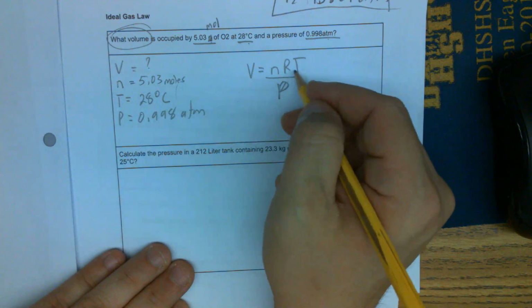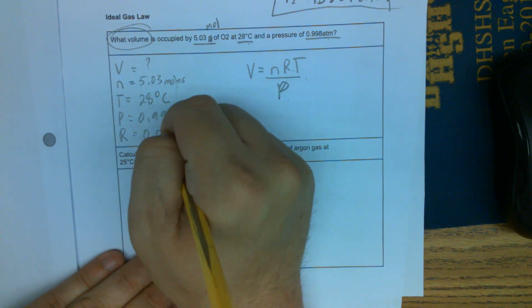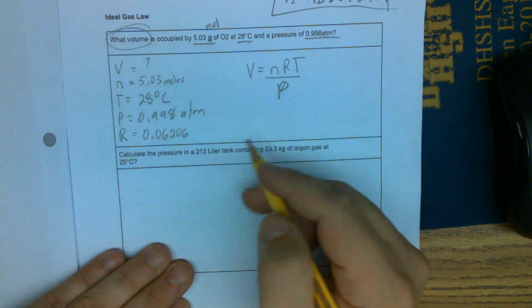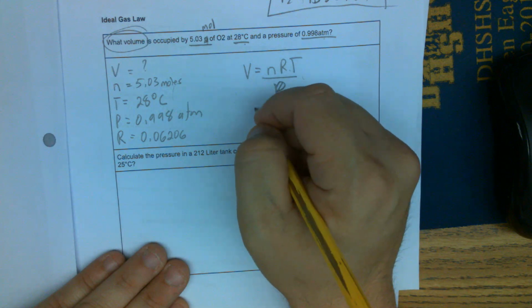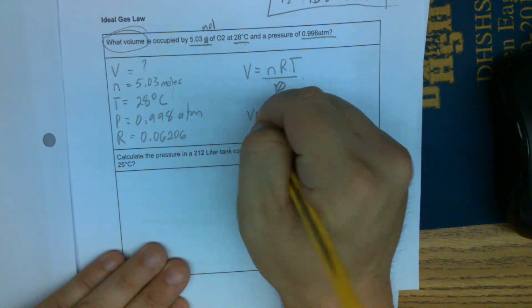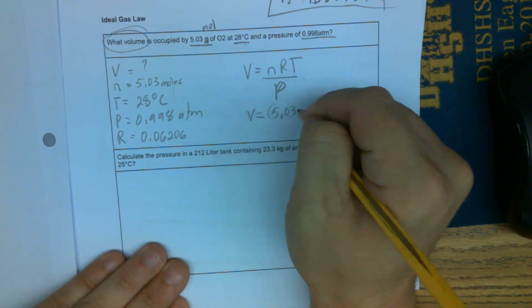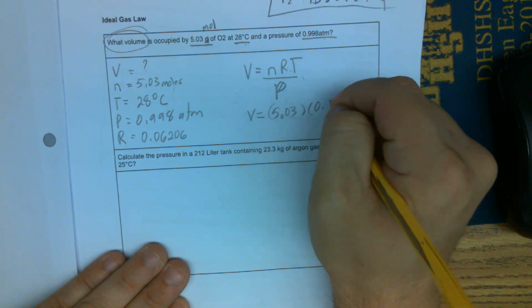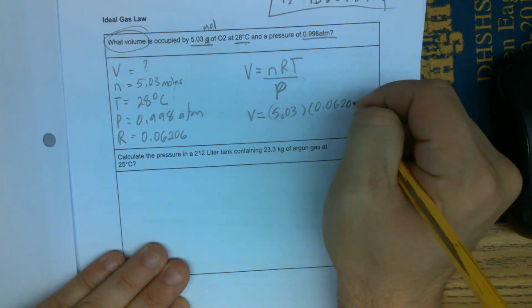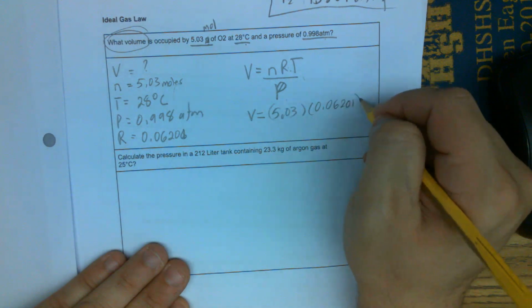All right, to solve for this, we need to find the R. R is always the same. It's a constant. So this is going to be our R value for this. When we're solving for it, we just need to plug in. Our V is going to be n, 5.03, times our R, which is 0.06201.